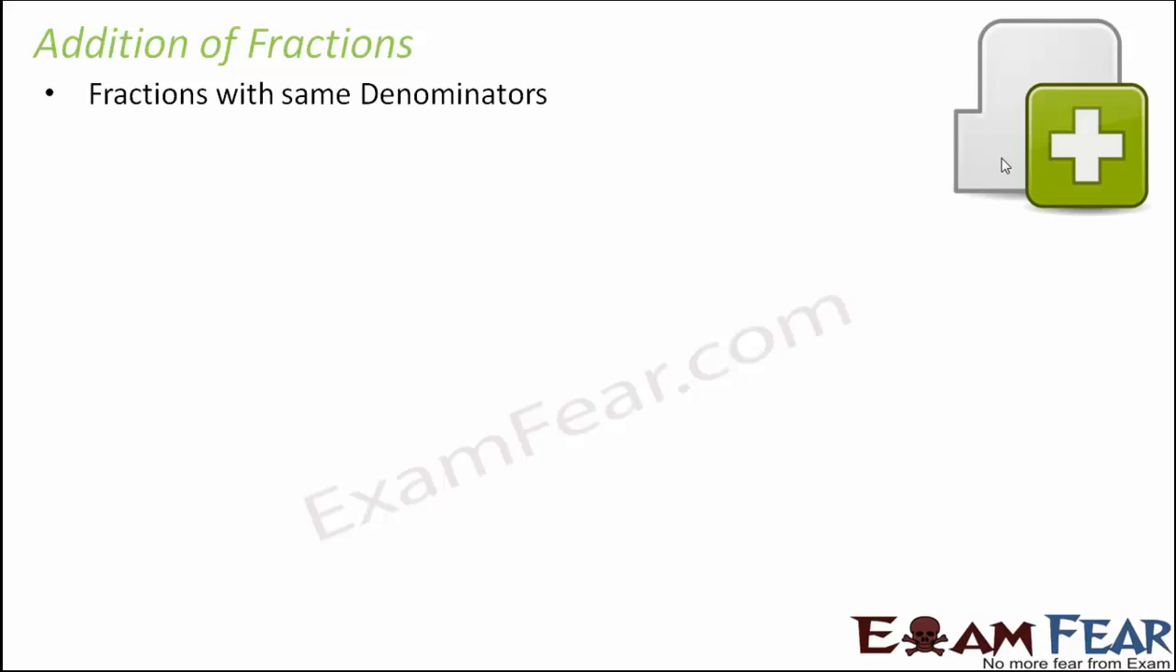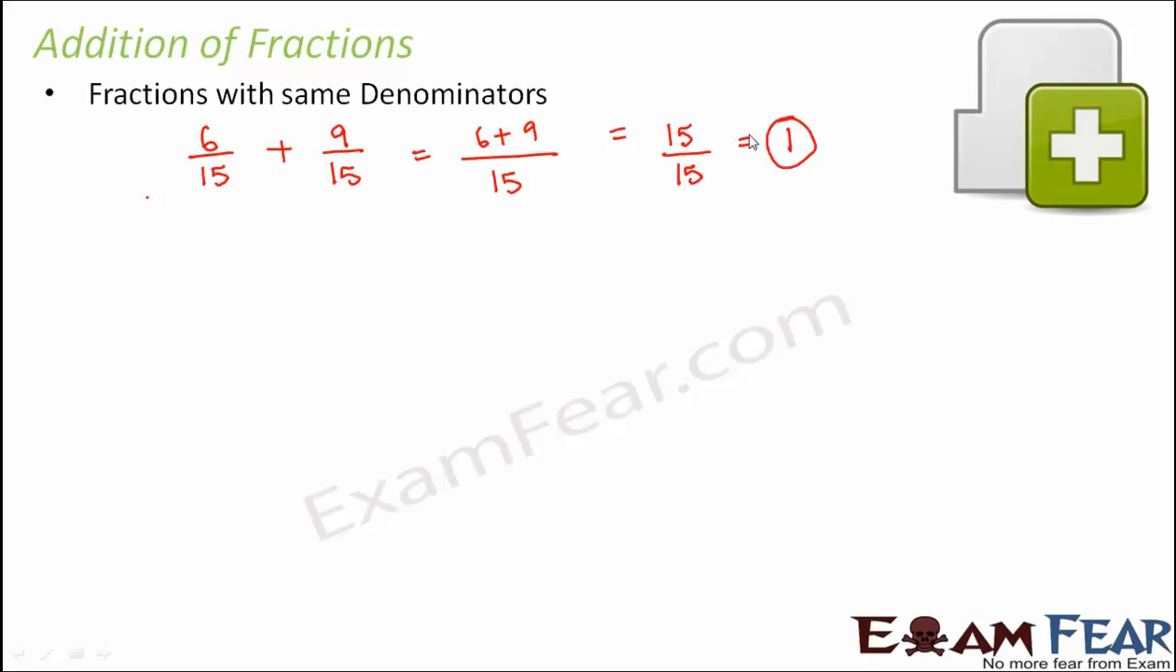In that case, your job is pretty simple. Let's say you have one fraction as 6 by 15 and another fraction, say 9 by 15. How do you add them? You just need to add the numerators, because in the result also the denominator is going to be the same. So the numerator would be 6 plus 9, which is equal to 15 by 15, which is equal to 1. This is how we add fractions with the same denominators.